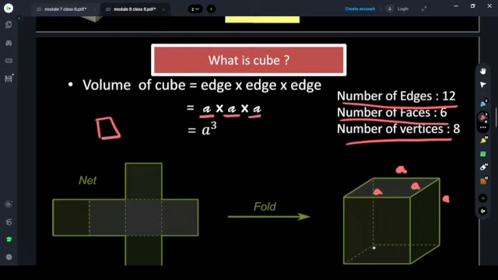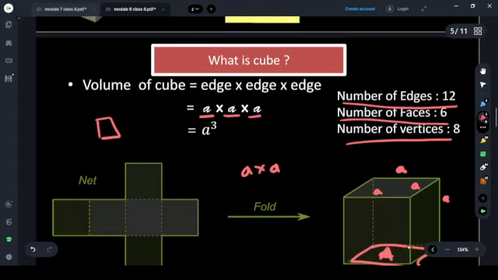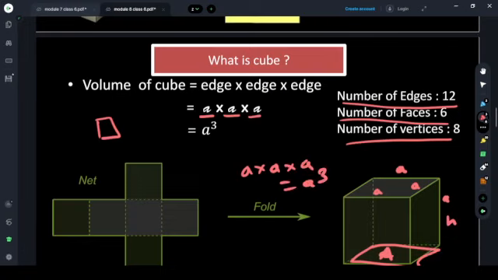How will we find the formula? First we find the area of the base. What is the area of the base? A into A. Then we simply multiply it by the height. So what is the height here? A. So the formula for the volume of a cube is A cube.